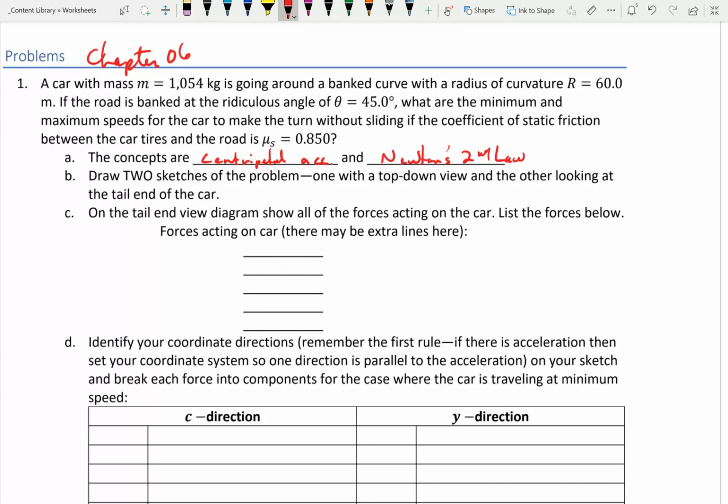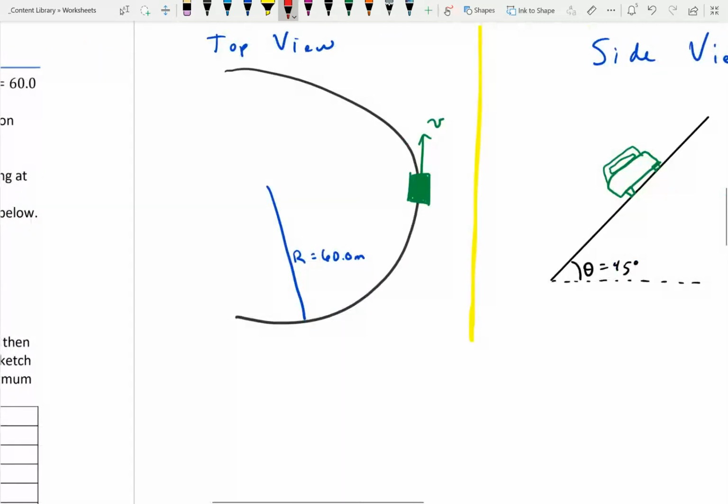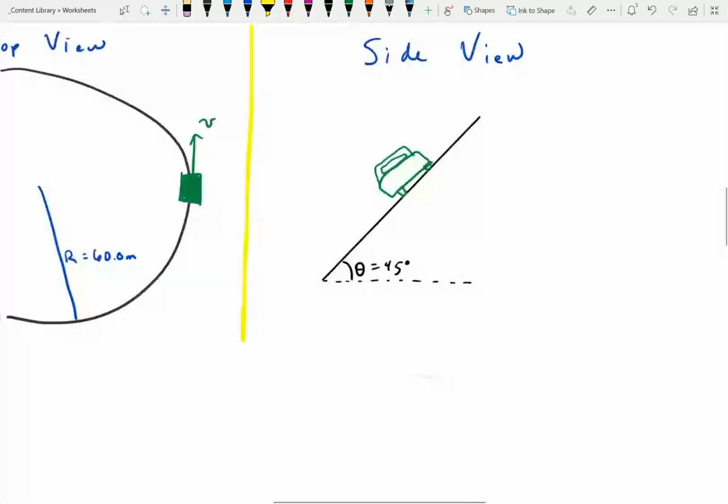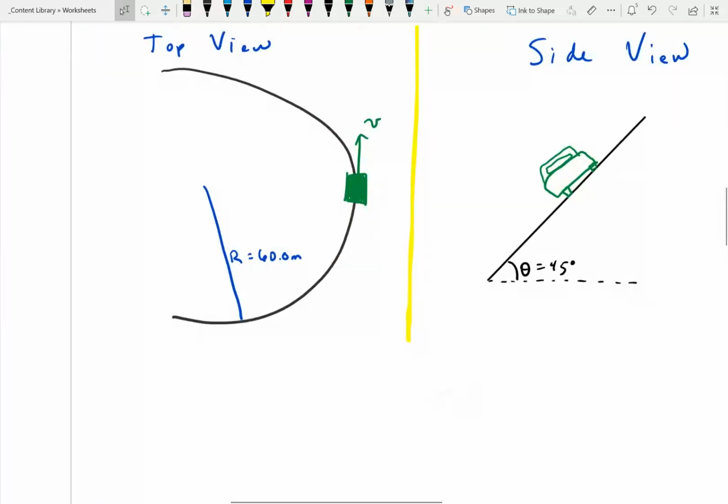Now draw two sketches of the problem, one with the top-down view and the other looking at the tail end. And then on the tail end view, draw the forces for your free body diagram. So here's my two views. The top view, you have the car going around here. If I drew the forces, I would have the force toward the, you can't really break it up. It just doesn't work. This one here is the one that works. But this is important to get the picture of, hey, it's got a radius of 60 going around the circle.